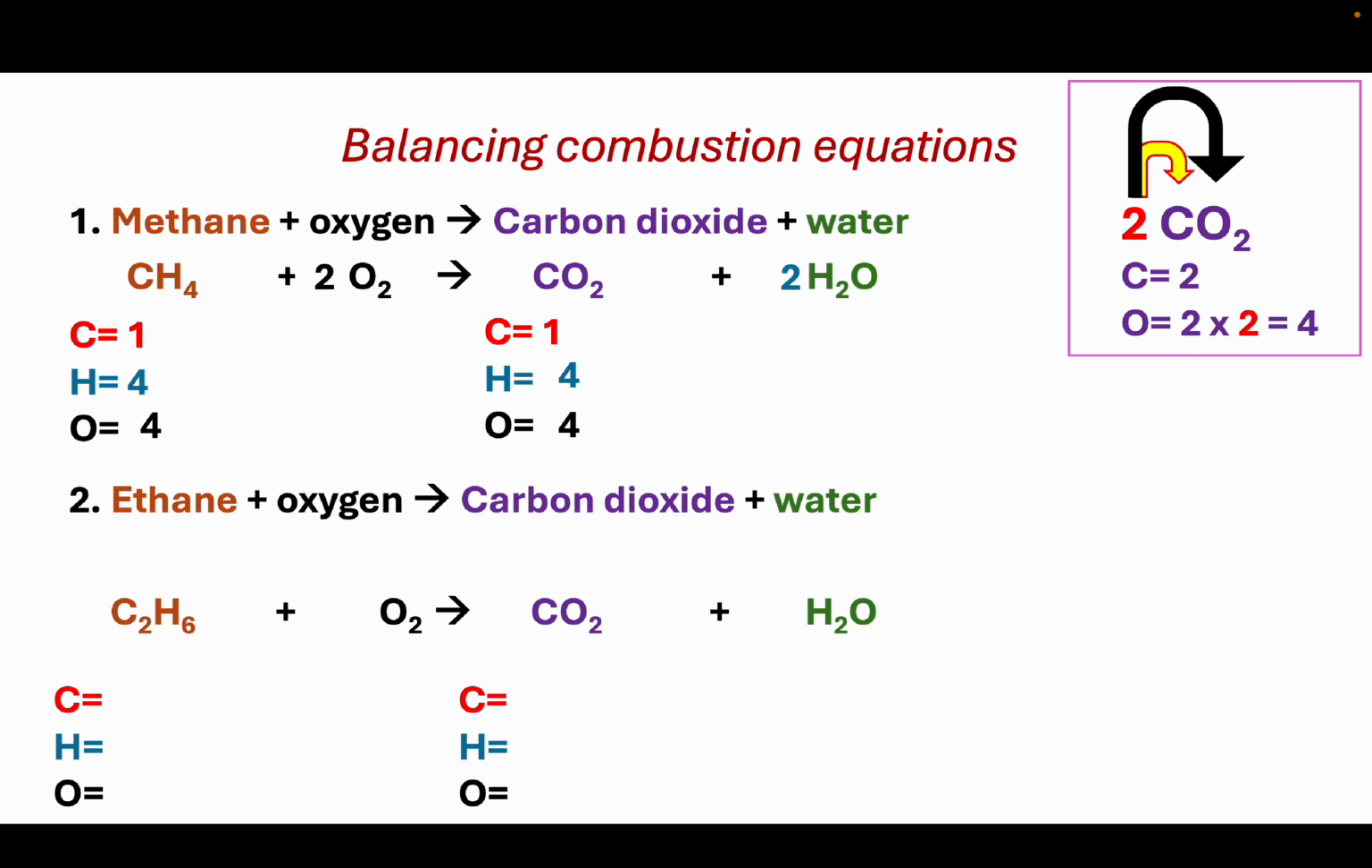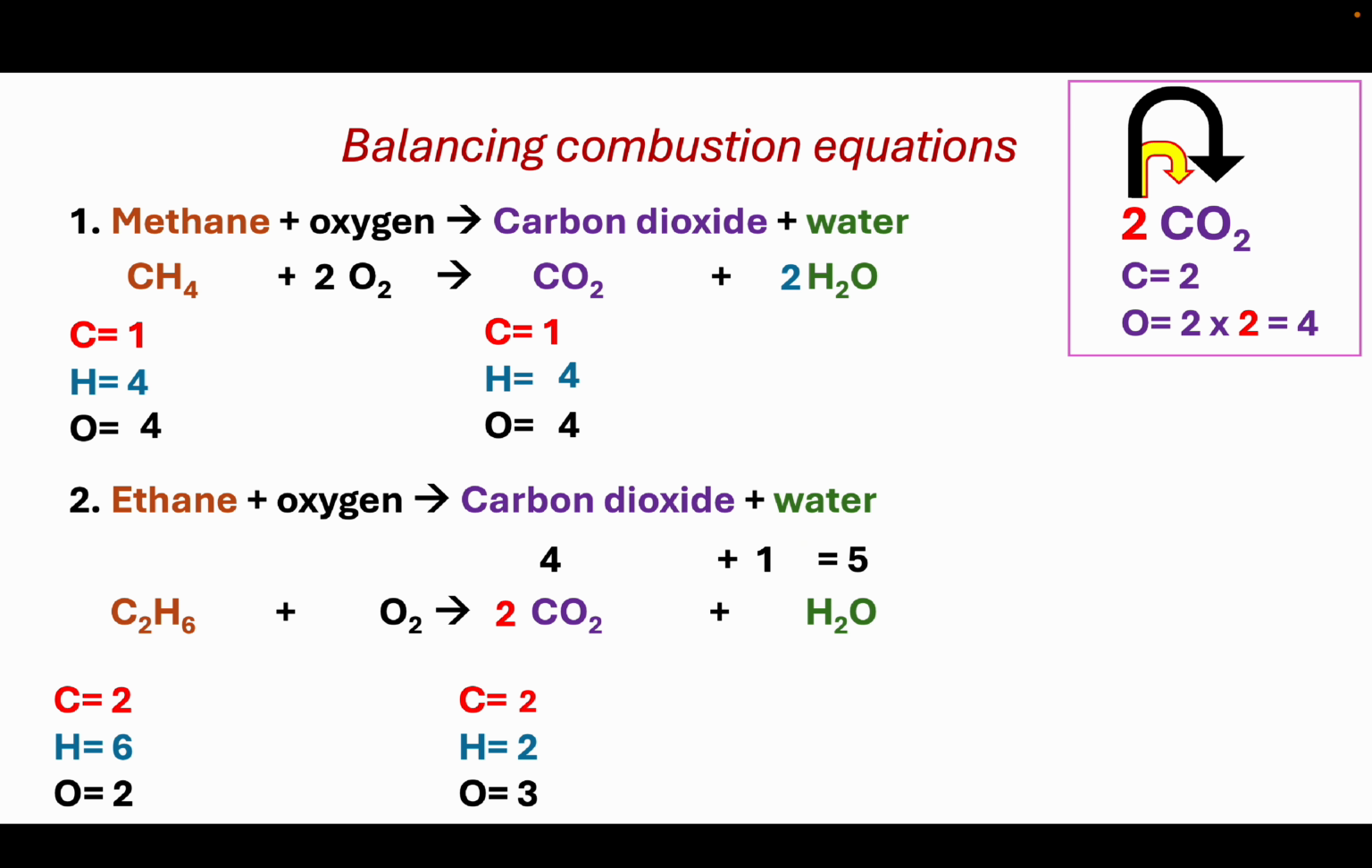Let's try the next one. Ethane plus oxygen gives me carbon dioxide and water. We're going to list our elements out underneath and keep a score of everything that we have. We've got 2 carbons, 6 hydrogens, 2 oxygens, 1 carbon, 2 hydrogens, and then 2 plus 1 more on the other side, 3 oxygens. First thing we do is our carbons are out of balance, so I'm immediately going to put a 2 in front of the carbon dioxide.